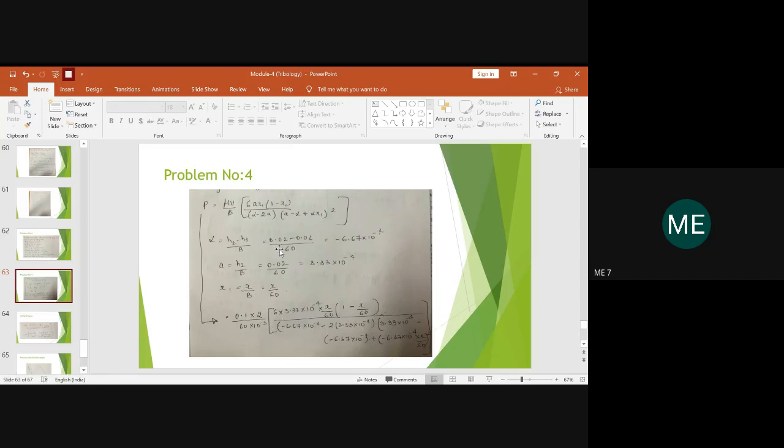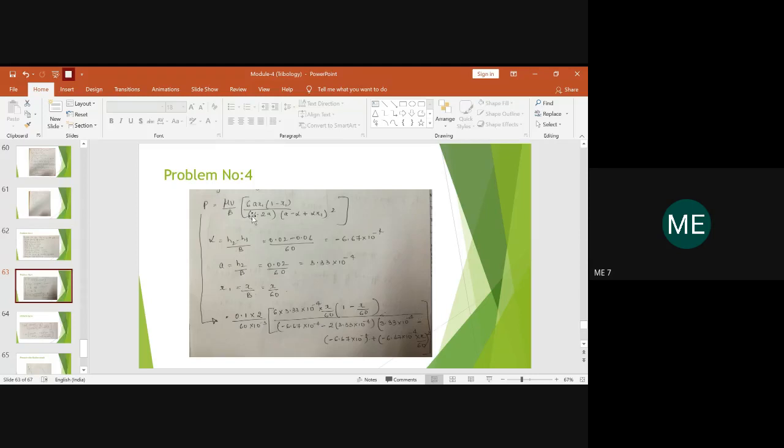6 is a constant. And the A value you have determined is 3.33 into 10 raised to minus 4. Kindly substitute that. And x1 we have replaced in terms of x, so it is x upon 60. After that, open the bracket. The equation tells it is 1 minus x1, so write 1 minus x upon 60, and close the bracket.